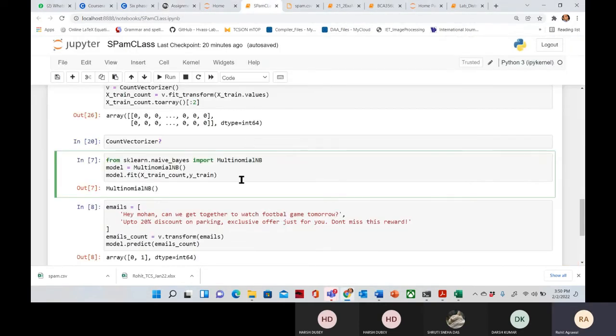Yeah. So we have imported this multinomial naive Bayes classifier. Okay? And model is equal to multinomial naive Bayes.